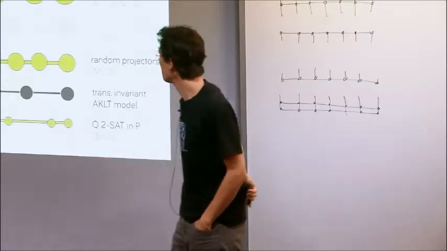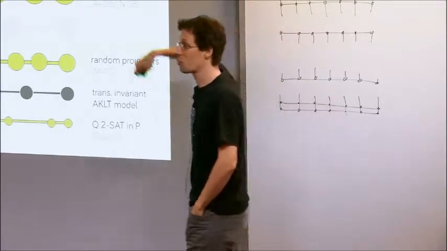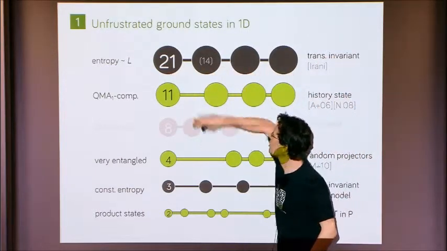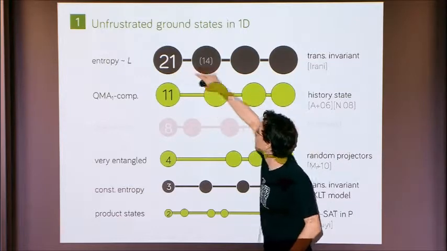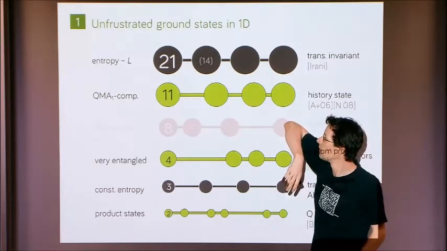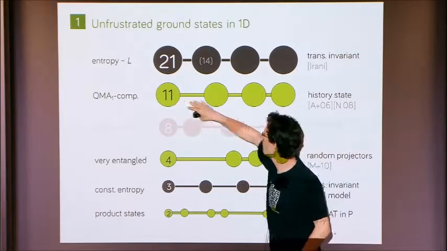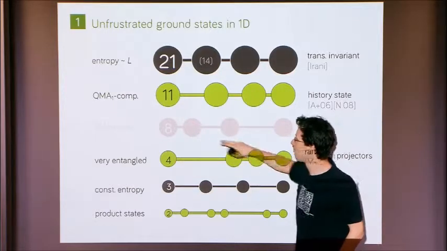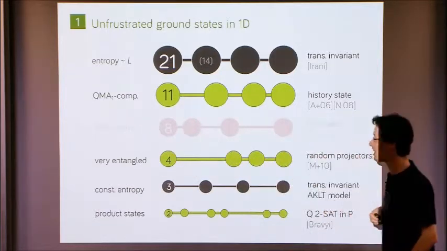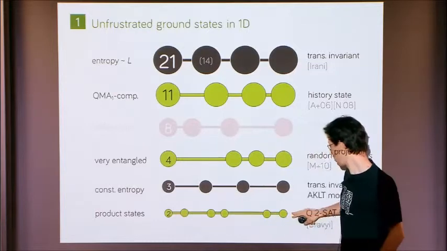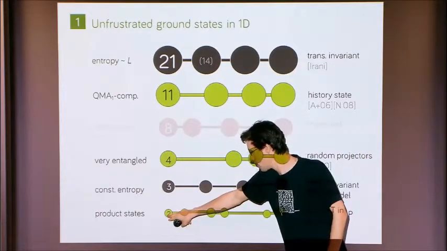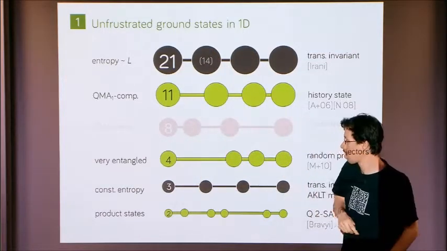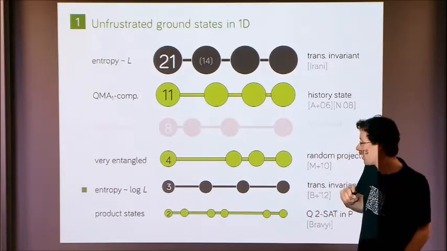Could be brought down. So let me just tell you about the local dimensions in 1D. For translation invariant states with 21 dimensions, or maybe I brought it down to 14, you've got very entangled states for unfrustrated ground states in 1D. With 11, you can do quantum computation, or it's QMA1 complete. For 4 dimensions, it's very entangled. For 8 dimensions, frustrated, it's QMA complete. For 2 dimensions, so that means for qubits, the problem is easy because there are always product states that are ground states. And for 3, we have found something there for Qudits.